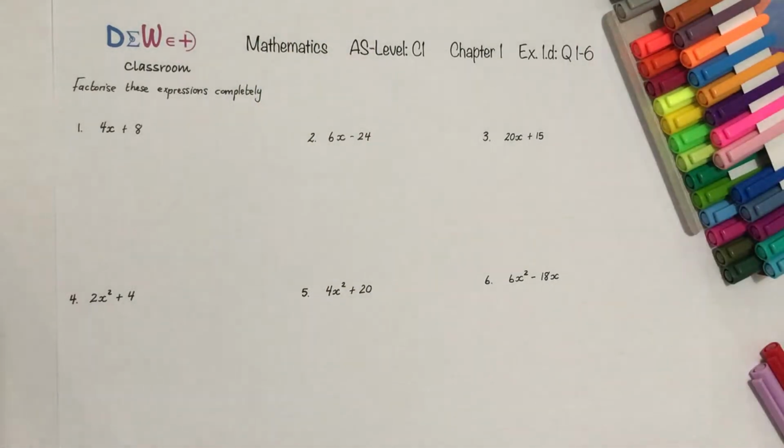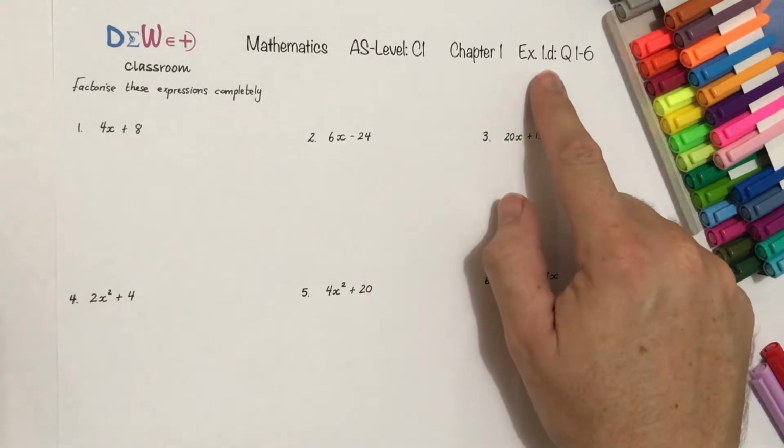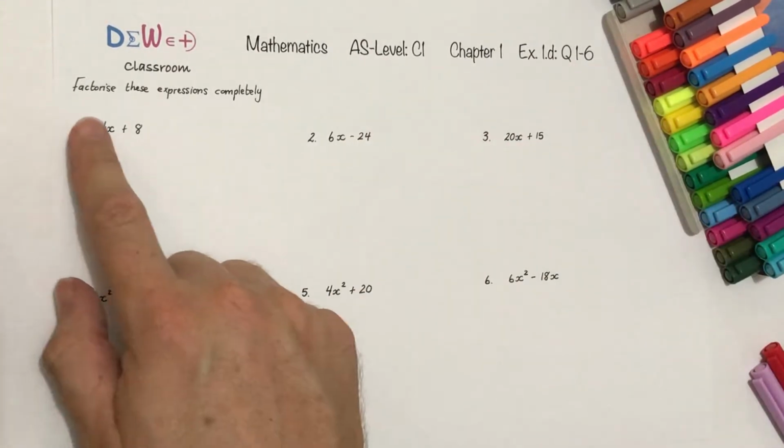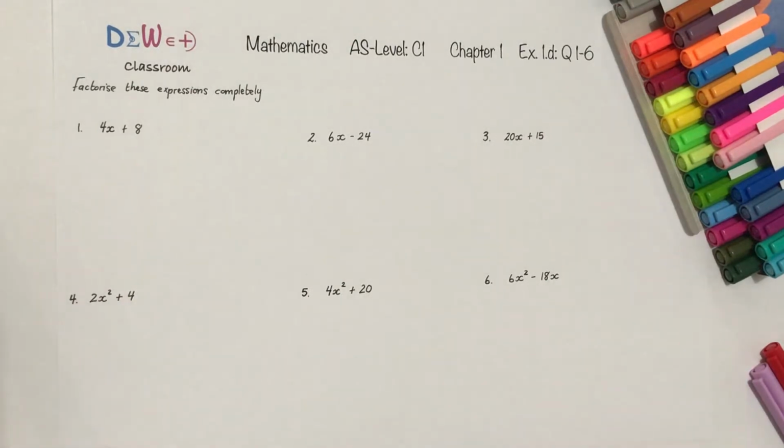We are working from the C1 Core Maths textbook by Pearson, and we will be looking at Chapter 1, Exercise 1D, question 1 to 6. The instructions are: factorize these expressions completely.